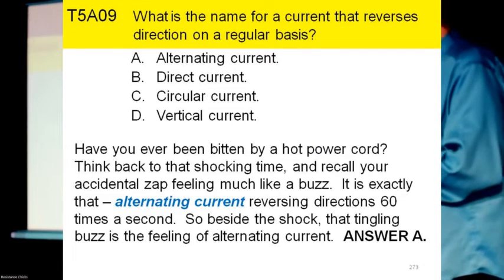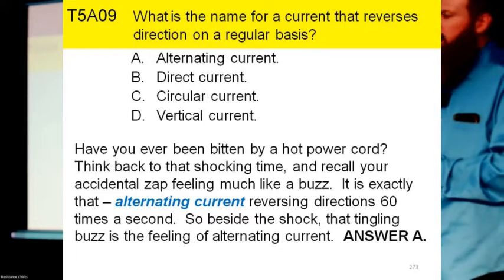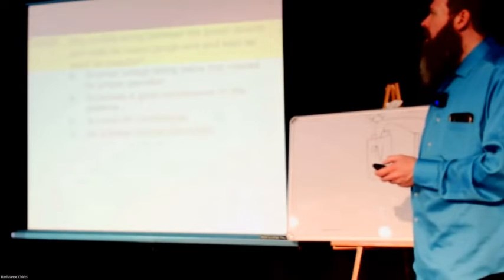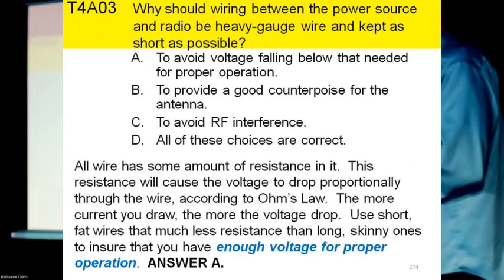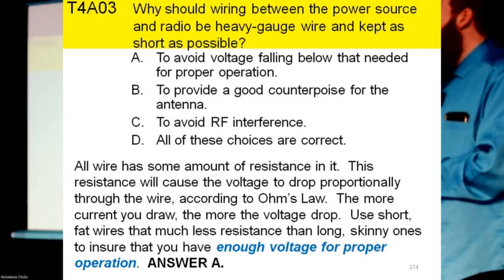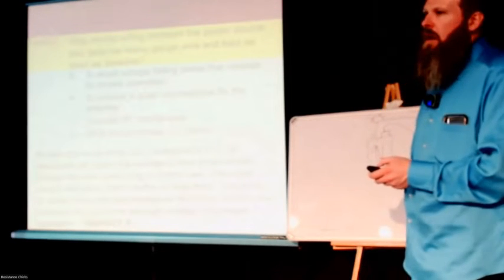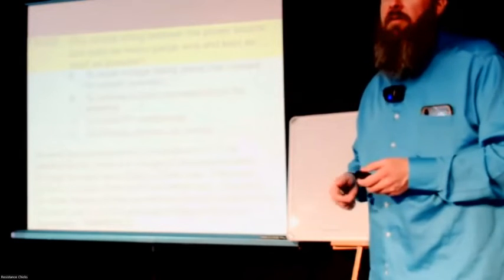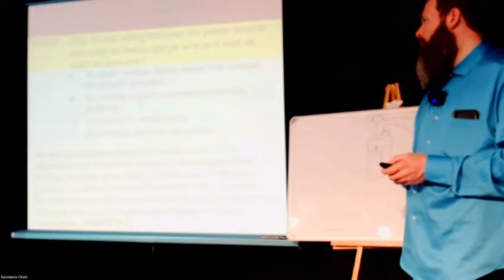What is the name for a current that reverses direction on a regular basis? Alternating current. Why should wiring between the power source and radio be heavy gauge wire and kept as short as possible? To avoid the voltage falling below that needed for proper operation. So obviously, if you need just a 10-foot wire, but you install 100 feet of wire, there's going to be voltage drop on that long length of wire.